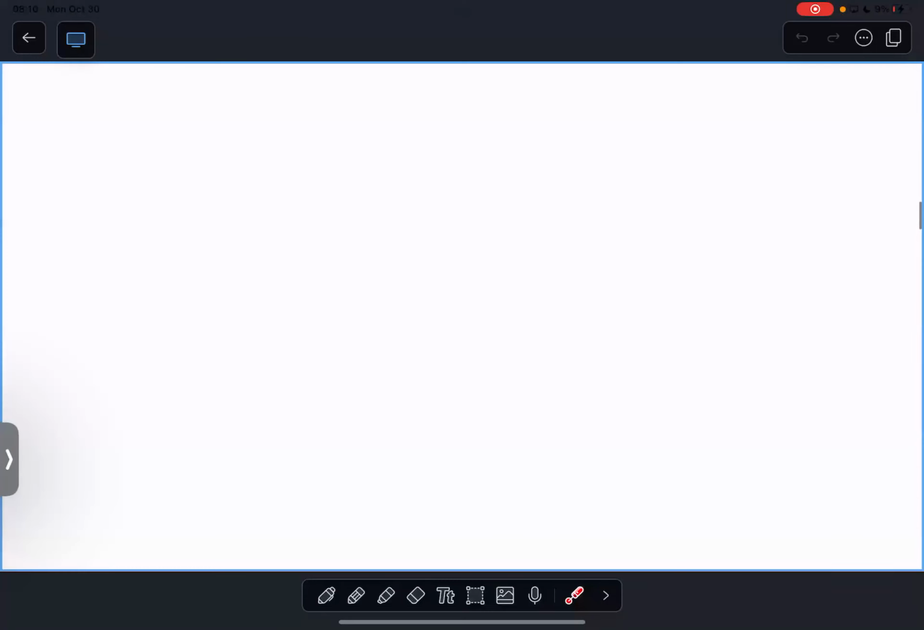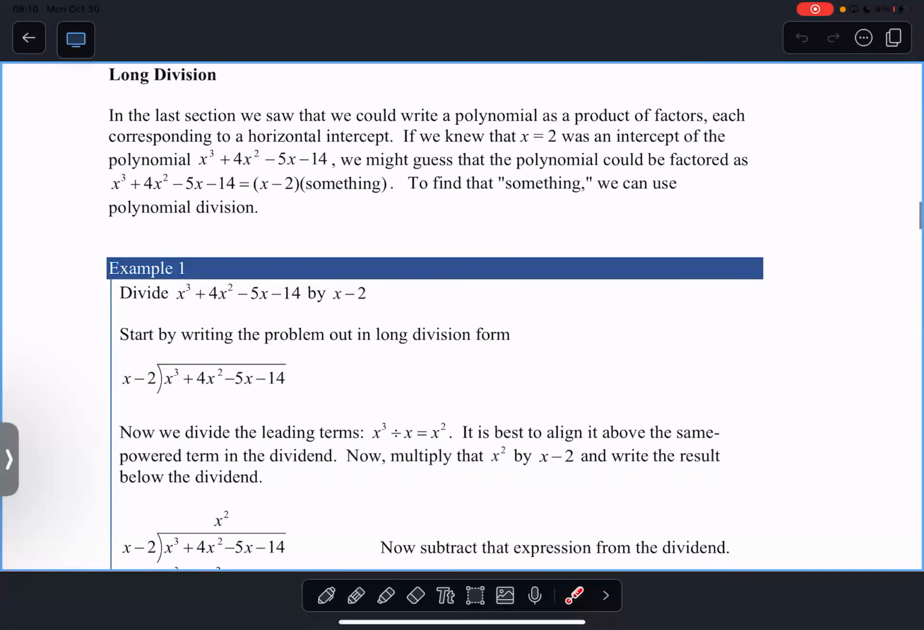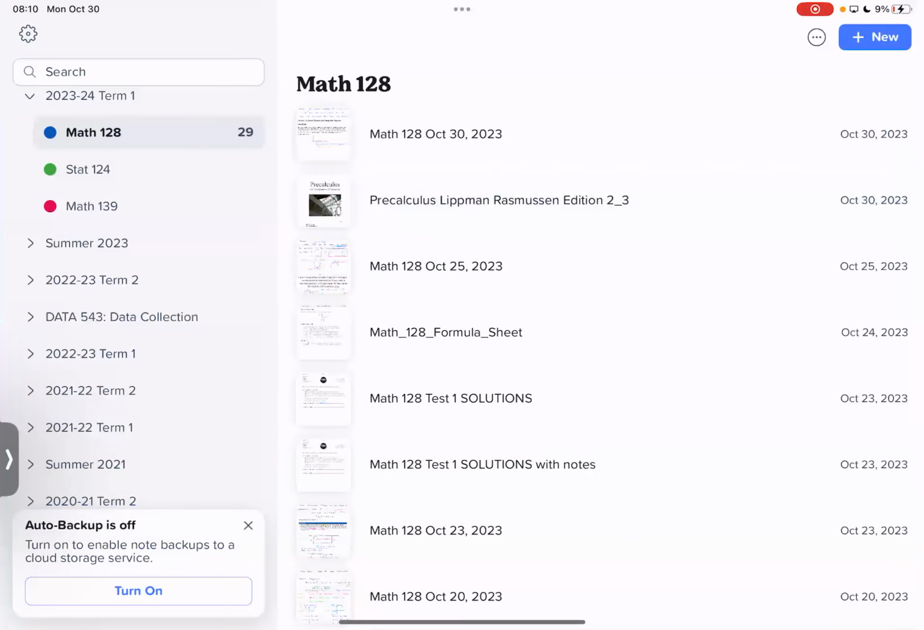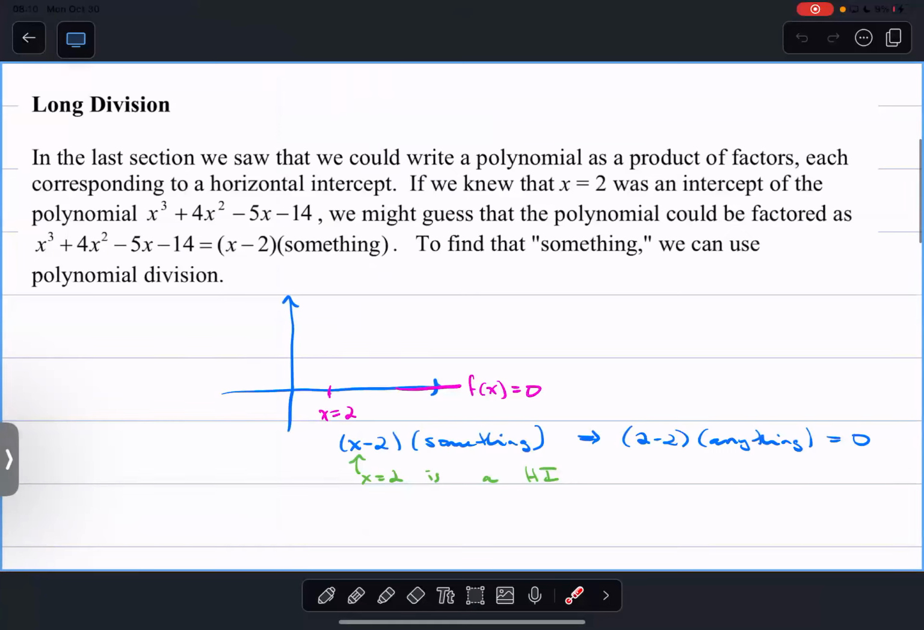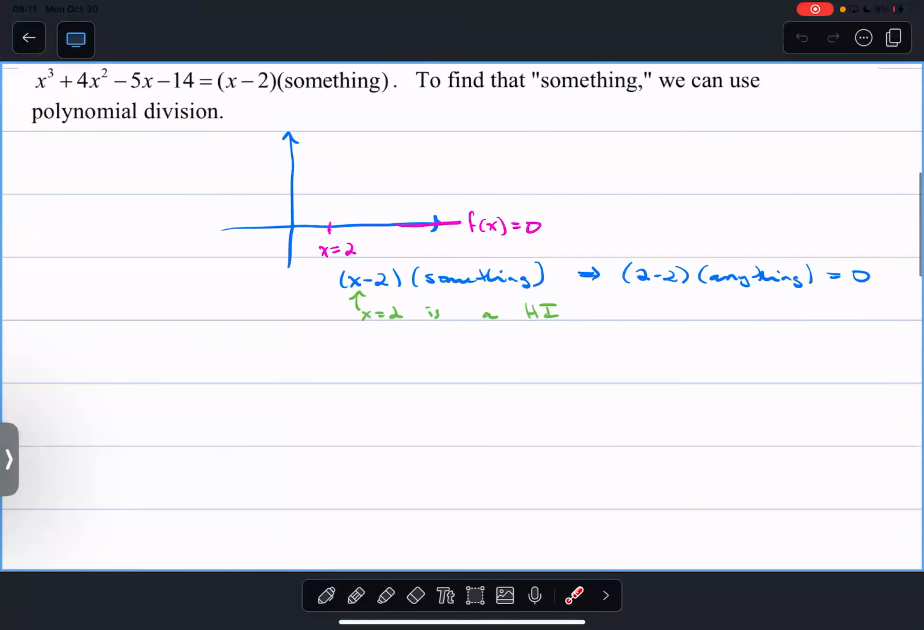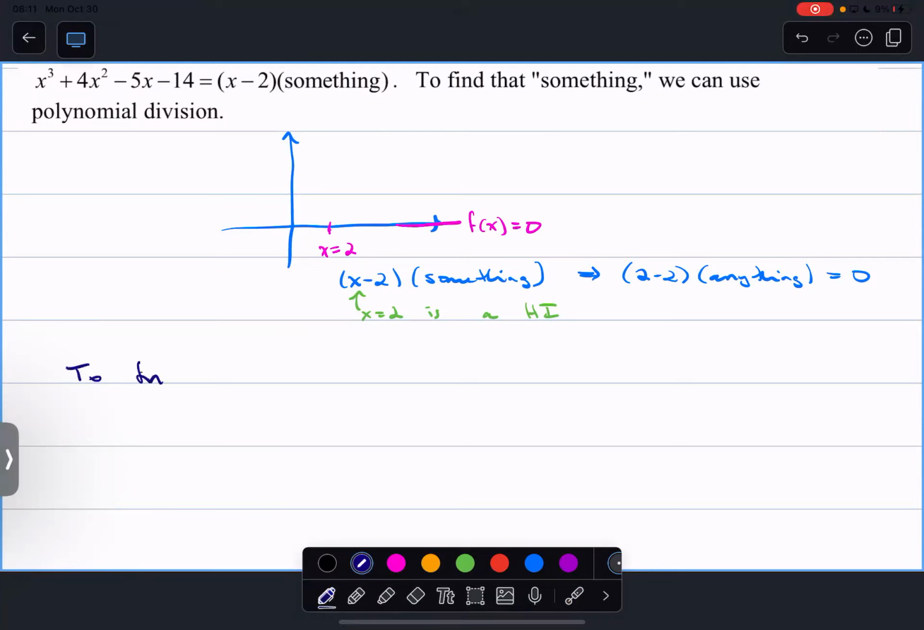Let's see. Oh, okay. Let's just snag the one that we were talking about then. Come on. So slow. Okay, so to find the something, right? This something, oh, that doesn't look like an arrow. There. We need to divide.